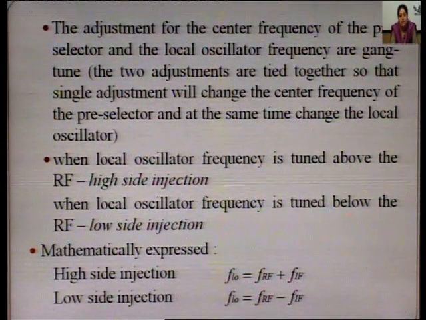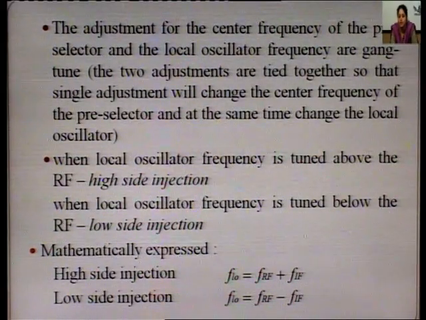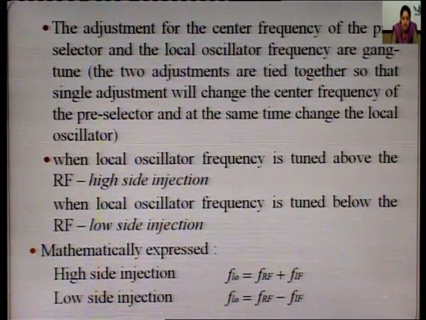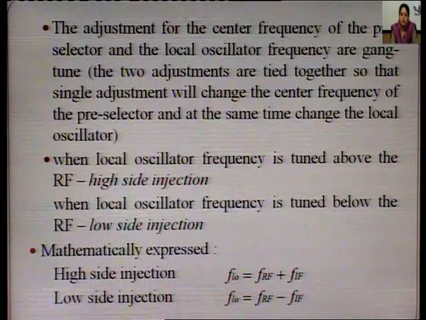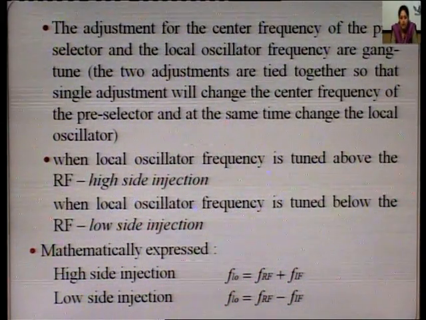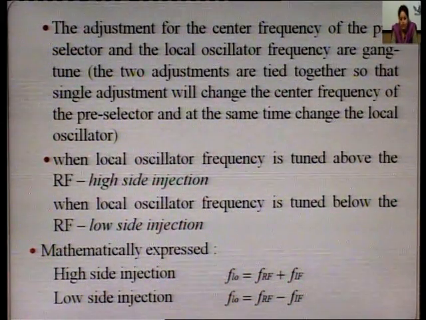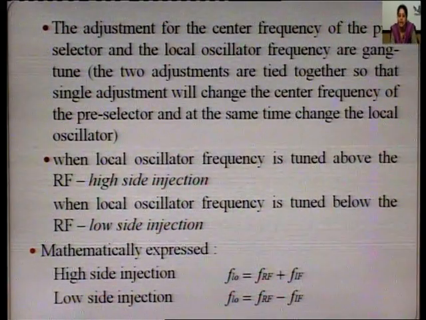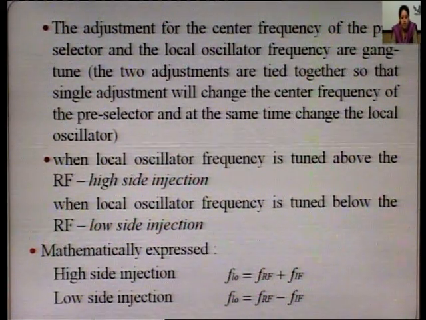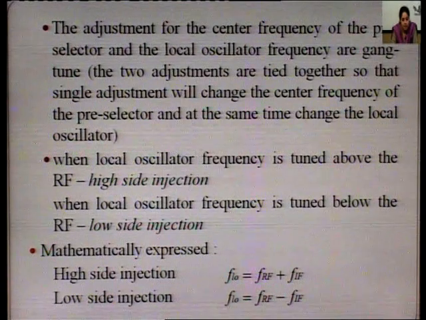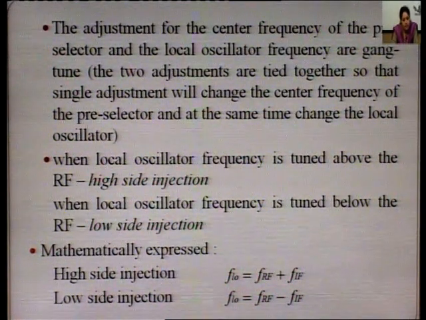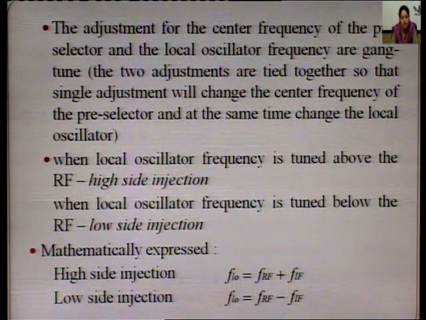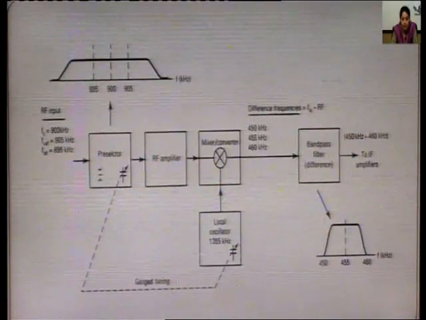When the local oscillator frequency is tuned above the radio frequency, it is known as high side injection, and when the local oscillator frequency is tuned below the radio frequency, it is known as low side injection. Mathematically, high side injection can be expressed as FRF plus FIF, that is radio frequency plus intermediate frequency, and low side injection is FRF minus FIF.